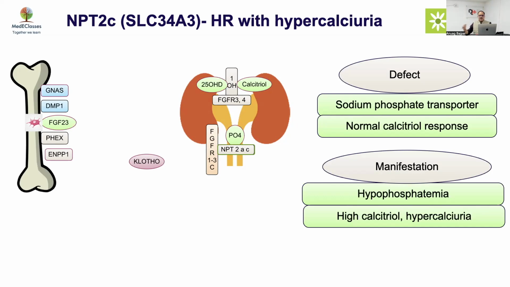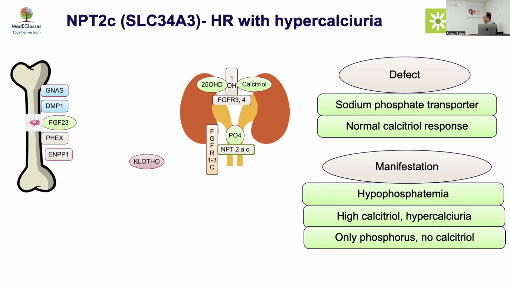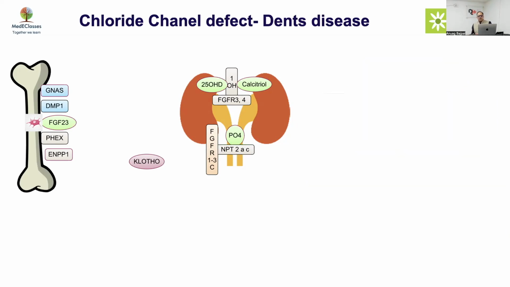So again, many times I've already said, anybody whom you are seeing a case of hypophosphatemic rickets, check urinary calcium. If high, this is the HHRH variant or an NPT2C defect. Only give phosphorus, do not give them calcitriol. That is important, and monitoring hypercalciuria with annual ultrasound becomes important.